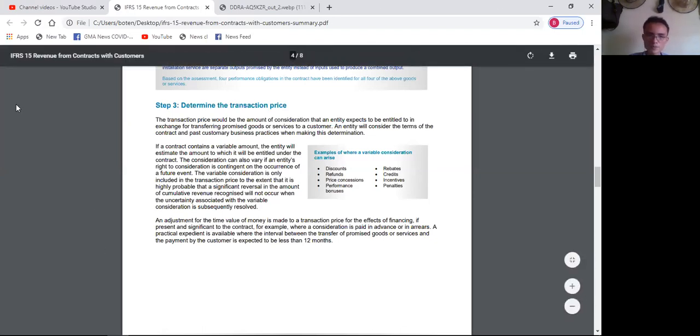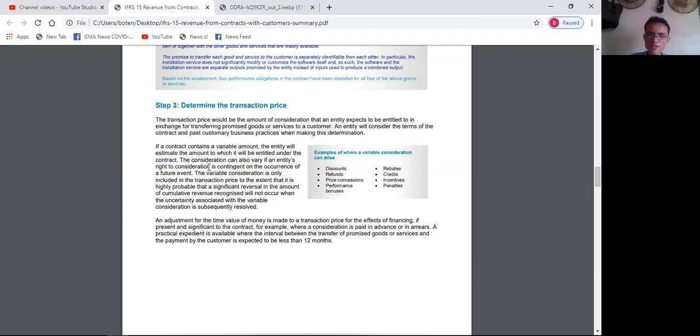And then if the transaction price is variable, meaning it has a variable amount, we need to estimate that amount. As I told you, for example, there is a rate for the interest. In that case, the amount of interest is not part, by the way, of the transaction price. It is here, the adjustment for the time value of money for the effects of financing, if present and significant to the contract, that is to be made. So there has to be an adjustment if significant.